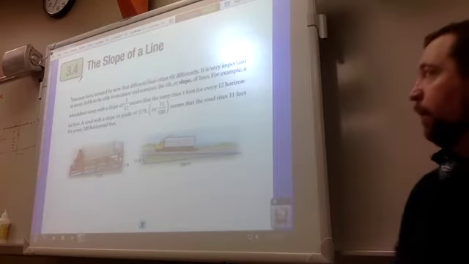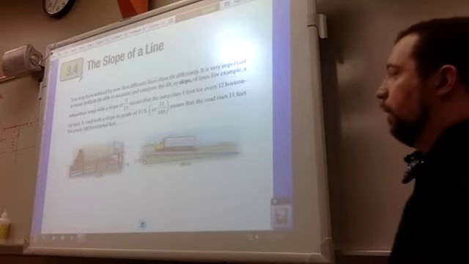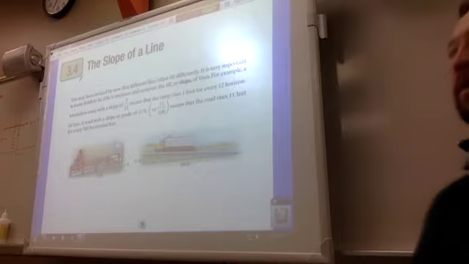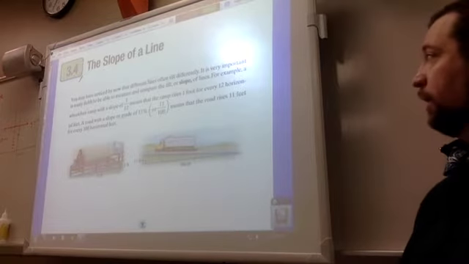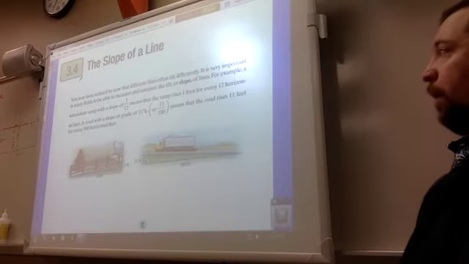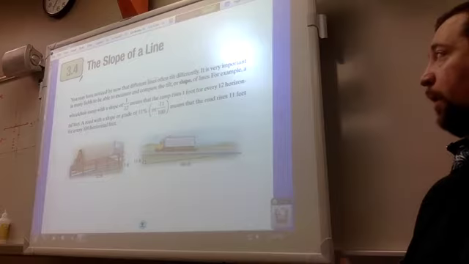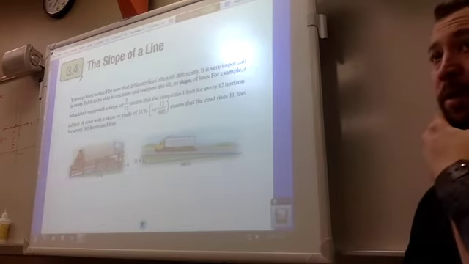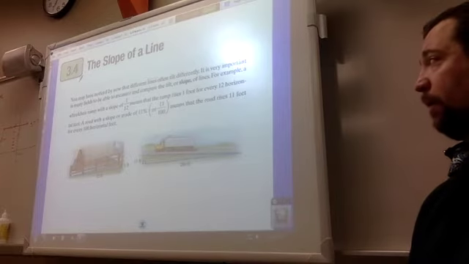Slope of a line, section 3-4. All right, you may have noticed that different lines tilt differently. We'll go back and see those in a second. It's very important in many fields to be able to measure and compare that tilt, or that slope, the rate of change.